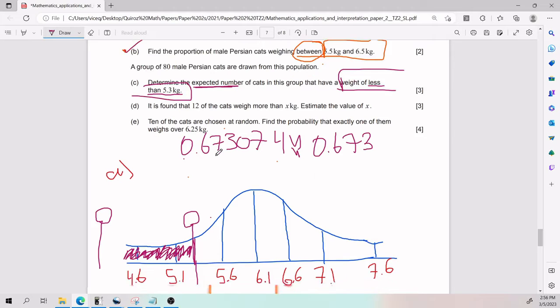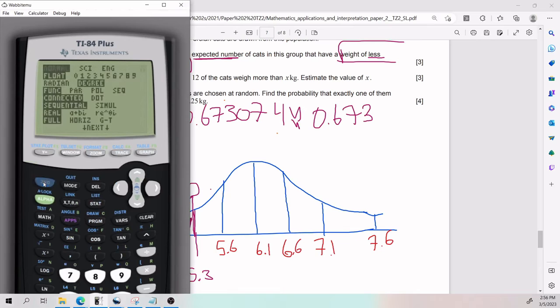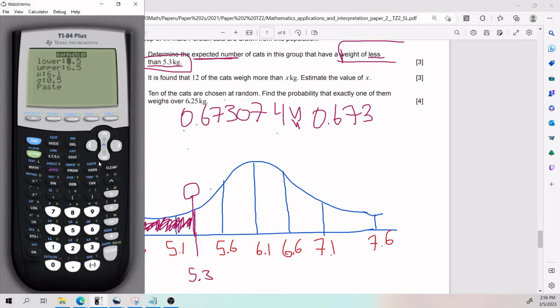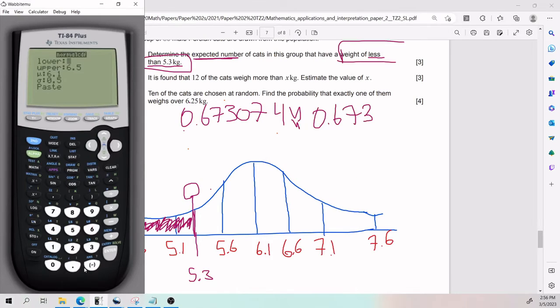All right, so calculator. Whoops, sorry about that. Normal CDF. My lower has to be a very negative number, which I could do before, like -1 times E times 99 and all that. But just make a very big negative number, it's going to work. So again, intuition is what matters. I'm just going to put a very big negative number, and my upper is going to be 5.3. Mean didn't change, standard deviation didn't change.